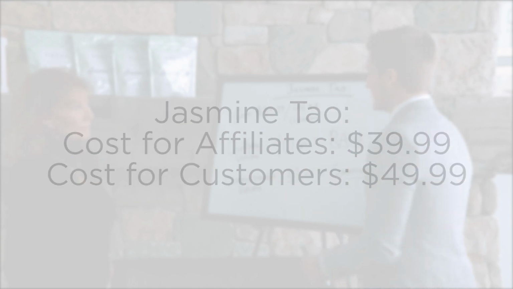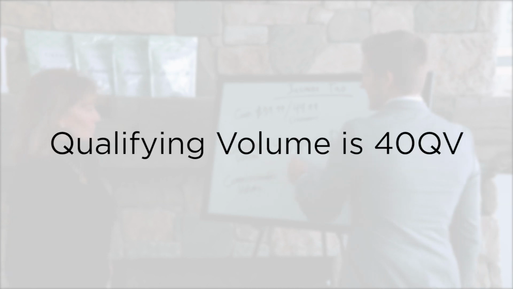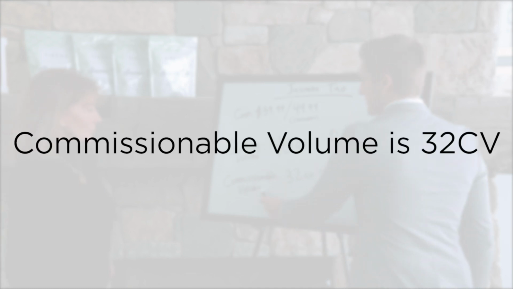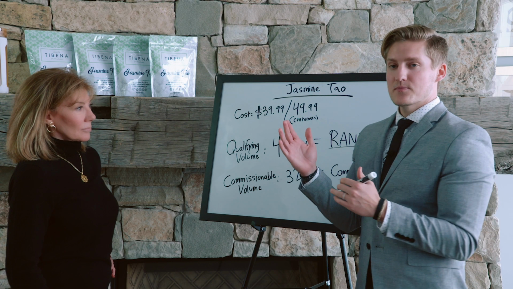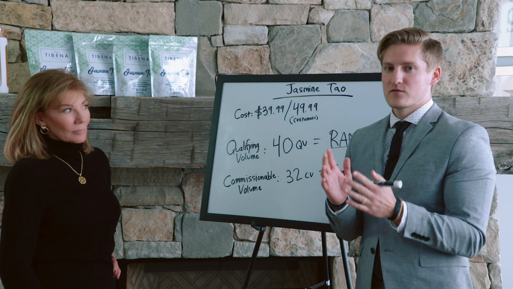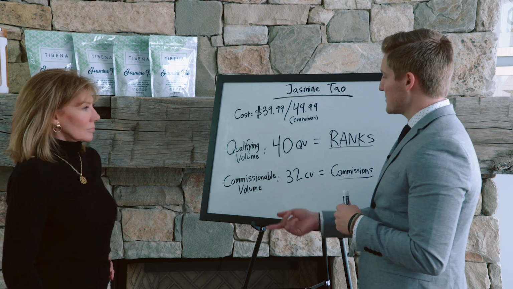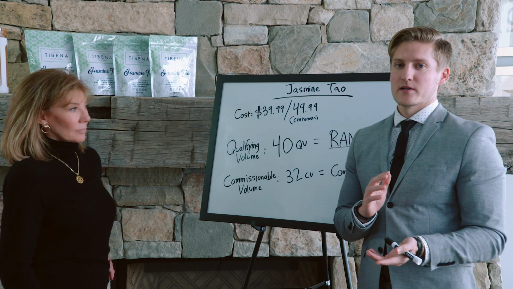Each bag of tea gives us 40 QV, qualifying volume. Each bag that's ordered, whether it's 1 or 30, it's all the same. And breaking it down to commissionable volume, also known as CV, is 32. So as you can see, between purchase price and qualifying volume is 1 for 1. And between qualifying volume and commissionable volume, we split 80-20.